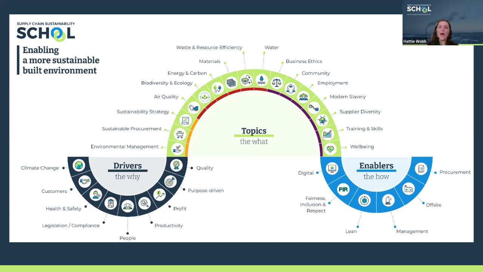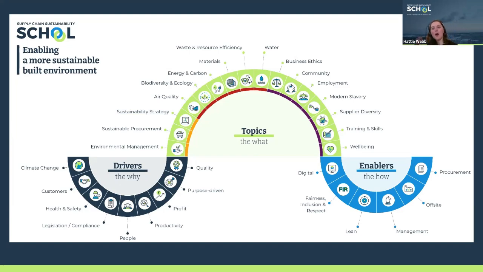So the next part is really understanding what is relevant to your business, and this is the tailoring part, the bespoke. And this diagram is actually taken from the Supply Chain Sustainability School. You might recognize it. So we have drivers on the left, topics in the middle, and then enablers on the right. So on the left, these drivers, this is the why.